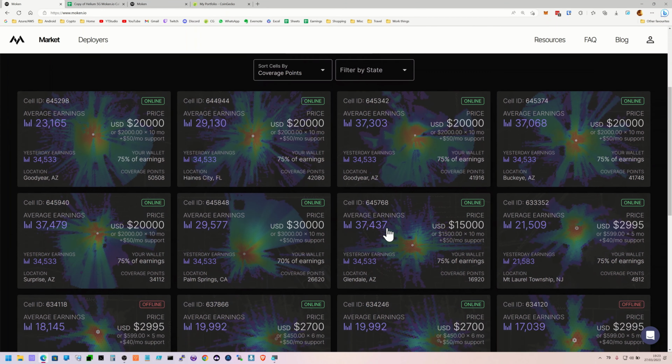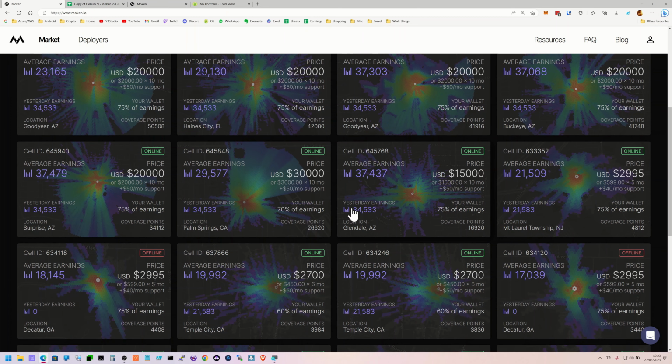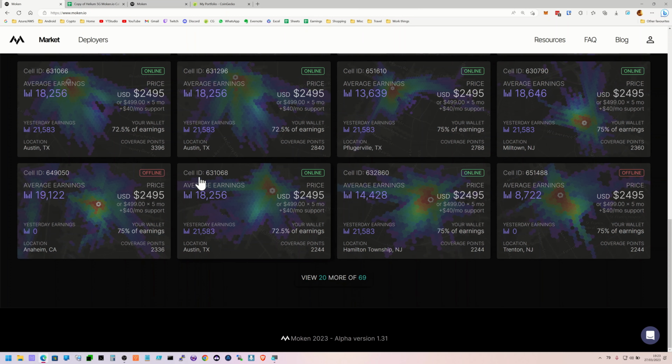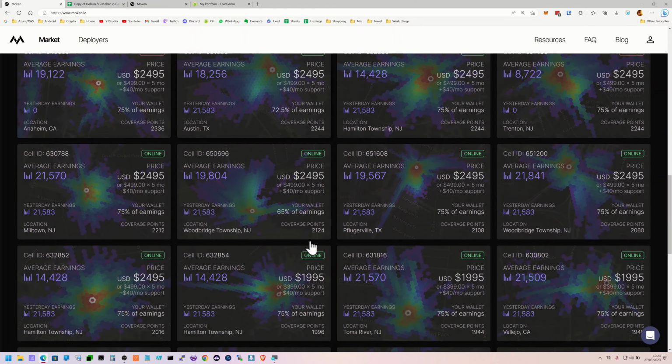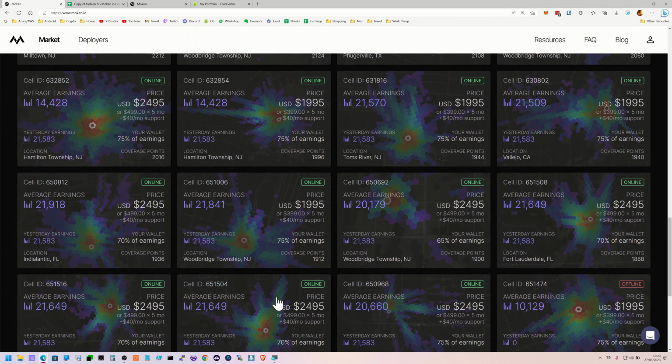But yeah, just have a look, check your coverage points. More coverage points means more earnings. More earnings means a higher cost. Don't forget to also check the percentage of earnings you get from each miner. So these are only 60%. This is a 75% one. So yeah, just go through and have a look at each radio that is available to purchase. And hopefully you can find a decent one. The fact you can split this up over 5 months is a massive help as well.